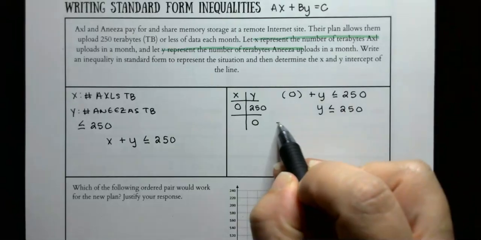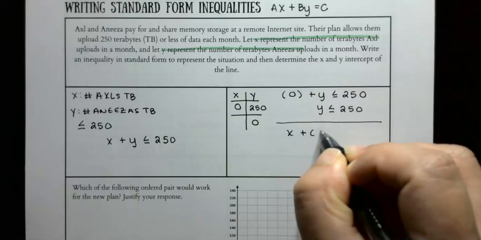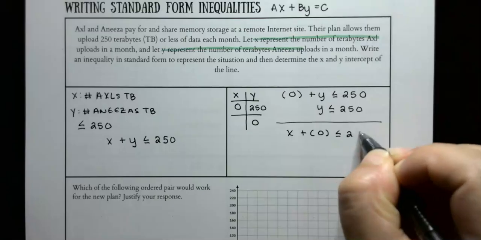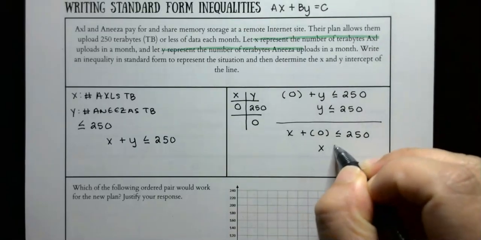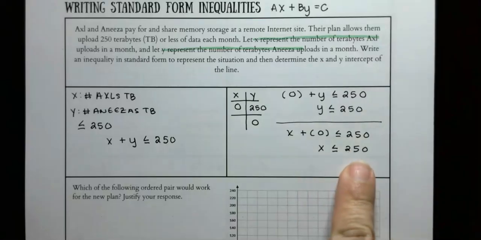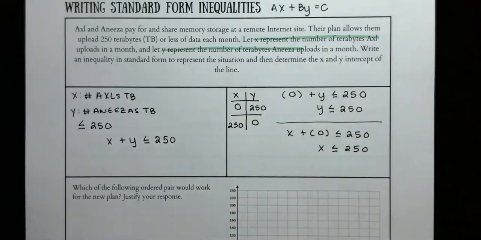All right, I'm going to draw a line to separate, and I'm going to do x plus 0, because this time we're replacing the y with 0 into our standard form equation. 0 is just 0, so that means we can bring down the x is less than or equal to 250. And so I'm going to take this 250 and put it right here. So we didn't have to do a whole lot to find the x and the y intercept for this one, but we are going to use these 2 points to create the line on the graph below.